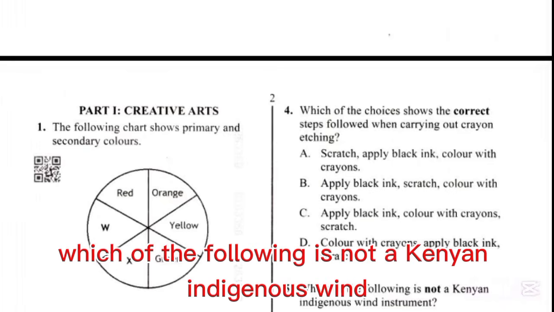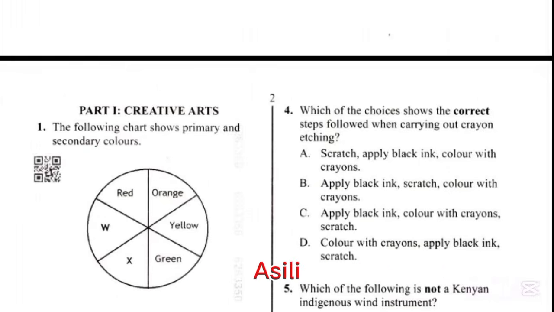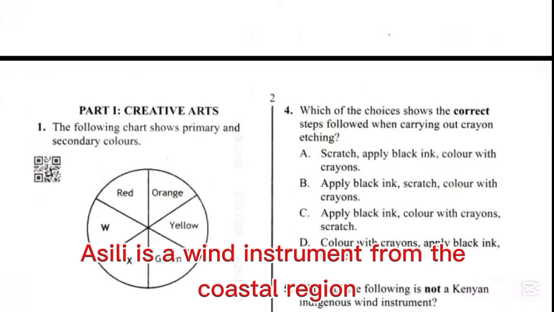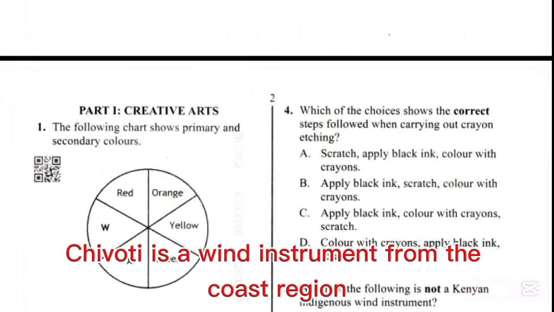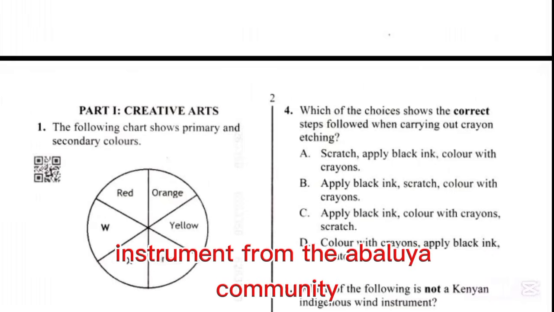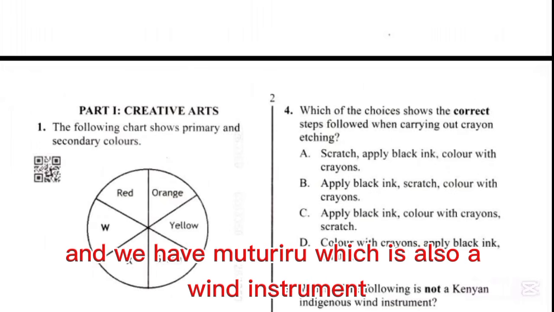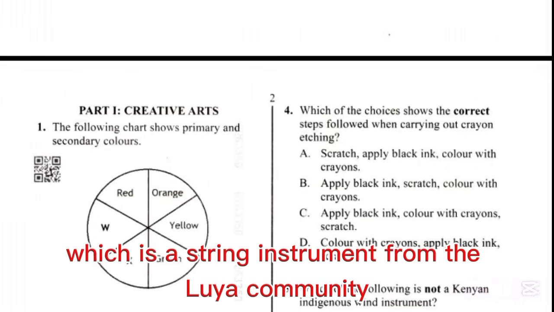Question 5. Which of the following is not a Kenyan indigenous wind instrument? So we talk about wind instruments. Asili is a wind instrument from the coastal region. We have Chivoti, a wind instrument from the coast region, majorly the Mijikenda. We have Shiriri, a string instrument from the Abaluya community, and we have Muturiru, which is also a wind instrument. So the correct answer was C, Shiriri, which is a string instrument from the Luhya community.